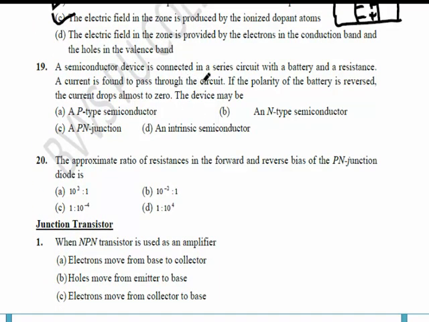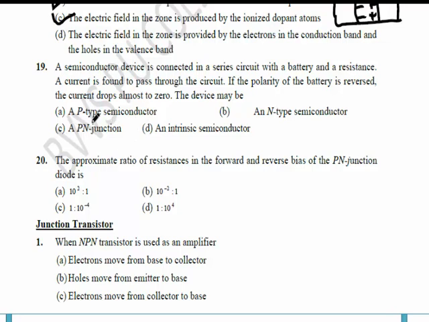A semiconductor device is connected in series with a battery and a resistance. A current is found to pass through the circuit. If the polarity of the battery is reversed, the current drops almost to zero. The device may be P-type, N-type, PN junction or intrinsic semiconductor.